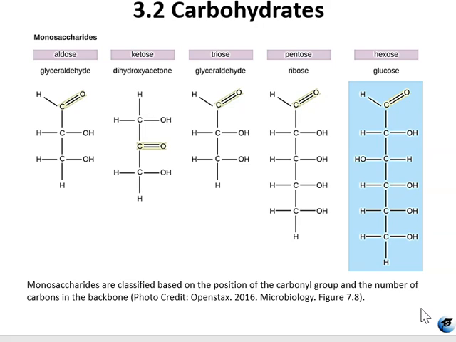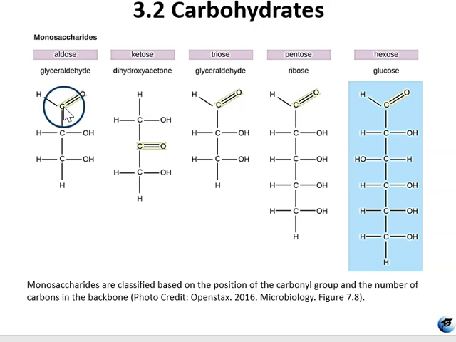Monosaccharides, again, are classified based on the position of the carbonyl group and the number of carbons in the backbone. So here we have aldose, ketose, triose, pentose, and hexose. Aldose is in the first carbon atom, ketose is in the second, triose is 1, 2, 3. Notice that the triose and aldose examples are both glyceraldehyde, and that's because their structure is identical. It depends on where you start counting.